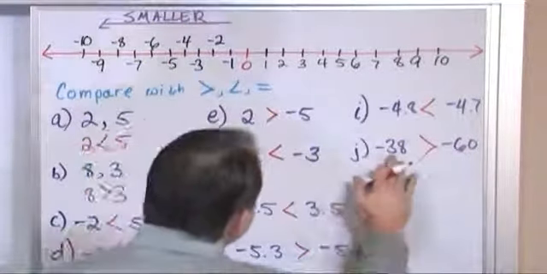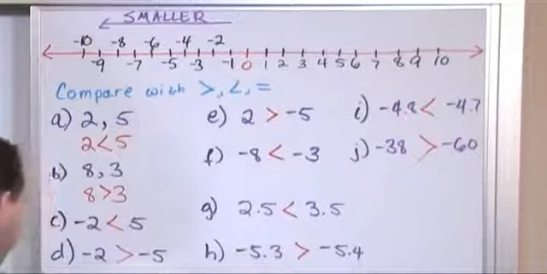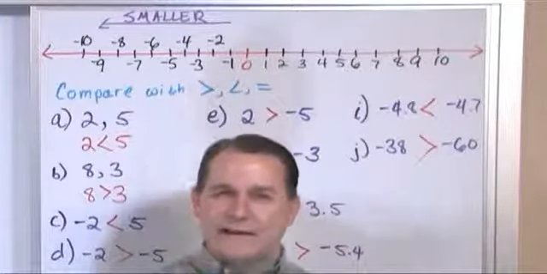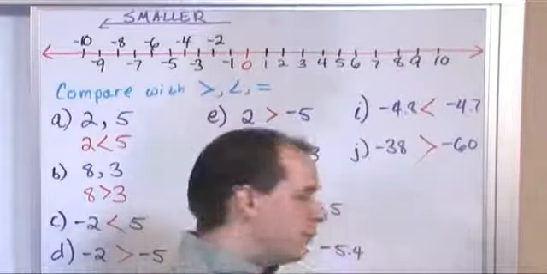Here I may owe you 38 pieces of gum, and here I may owe you 60 pieces of gum. That's a smaller number. I mean, it's more gum that I owe you, but the fact that I have a deficit means that I'm in the hole even more, so it's smaller. That's the reason why we say it's smaller.